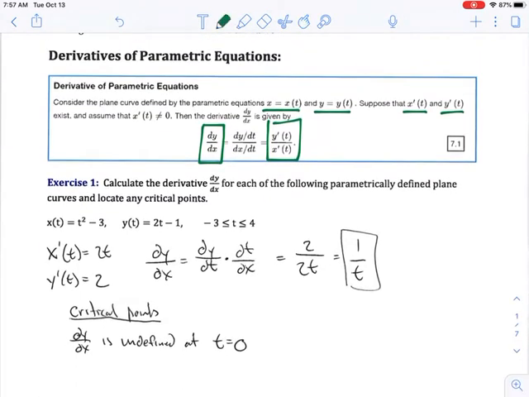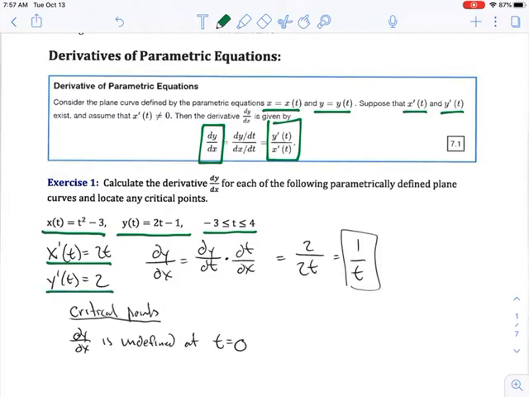So in this example, we have x as a function of t, t squared minus 3, and y as a function of t, 2t minus 1, and we're looking at the interval from -3 to 4. So the way that I usually like to do it is let's just start off finding my derivatives. So x prime of t, in other words, the derivative of x with respect to t, is 2t. The derivative of y with respect to t, or y prime of t, is equal to 2.